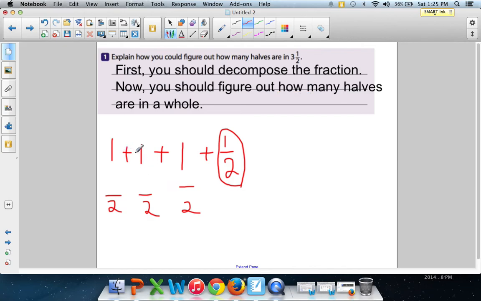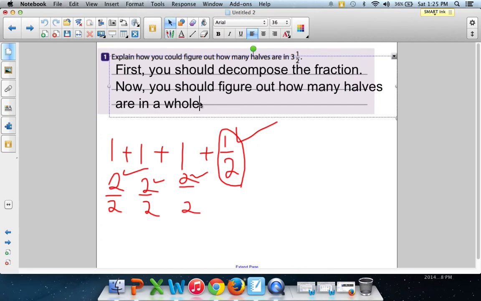But these are wholes, right? So what should the numerator be if we're dealing with wholes? Remember, 1 whole is when the numerator and the denominator are the same number. So if there's a 2 on the bottom, there's also a 2 on the top if we're dealing with 1 whole. So how many halves is that? Well, it's 1/2 plus 2 plus 2 plus 2. How many halves, guys? 1 plus 2 is 3 plus 2 is 5. It's 7. It's 7 halves. So write that at the end. There are 7 halves.